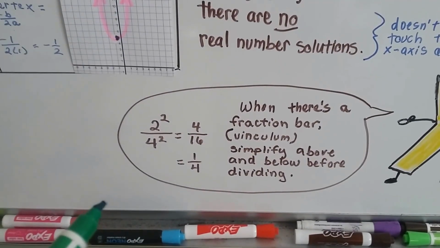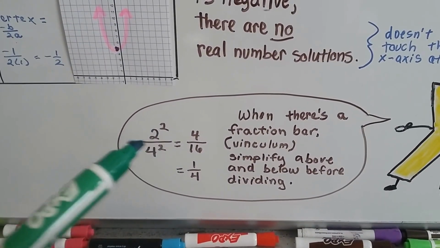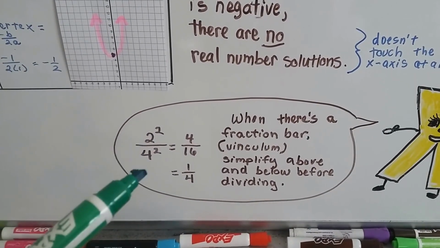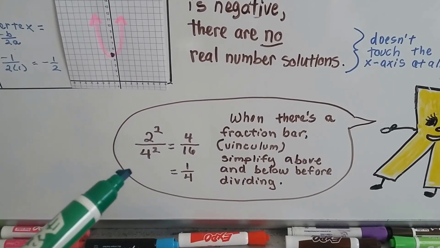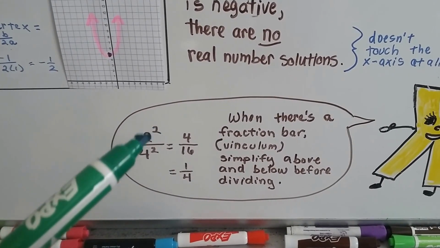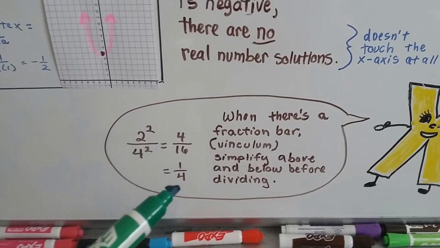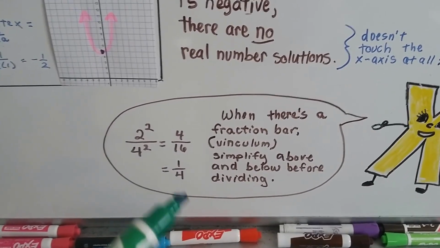Now, one of the things I want you to keep in mind is when there's a fraction bar, it's also called a vinculum. When there's a fraction bar, you have to remember to simplify above it and below it before you do any division, because fractions are little division problems, right? So we would do 2 times 2 is 4, and 4 times 4 is 16, and then we would divide it to get 1/4, okay?